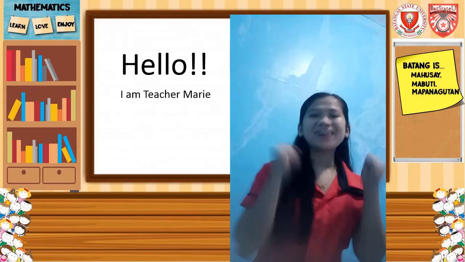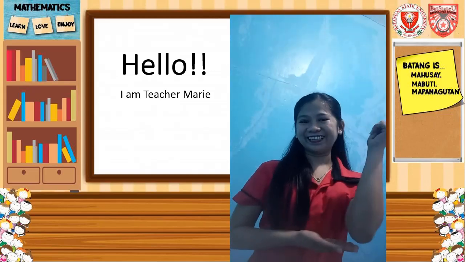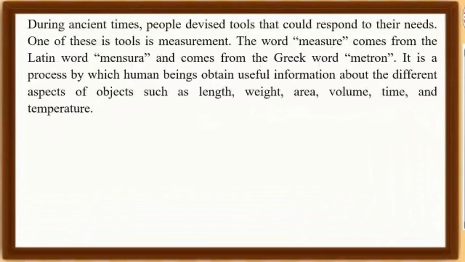Let us enjoy watching while learning. During the ancient time, people devised tools that could respond to their needs. One of these tools is measurement. The word measure comes from the Latin word mesura and comes from the Greek word metron. It is the process by which human beings obtain useful information about the different aspects of objects such as length, weight, area, volume, time, and temperature.